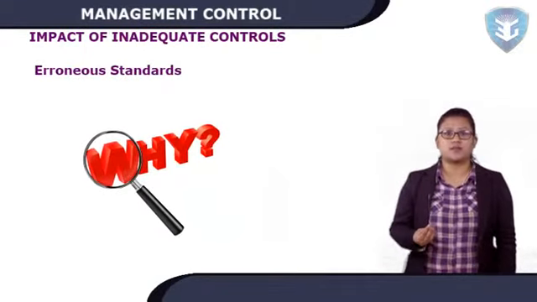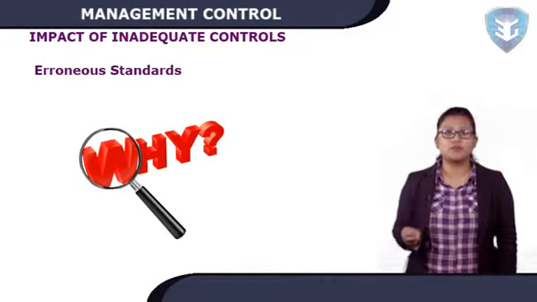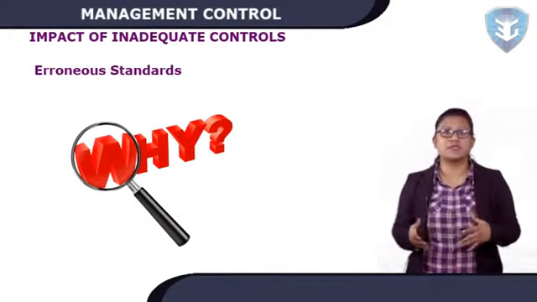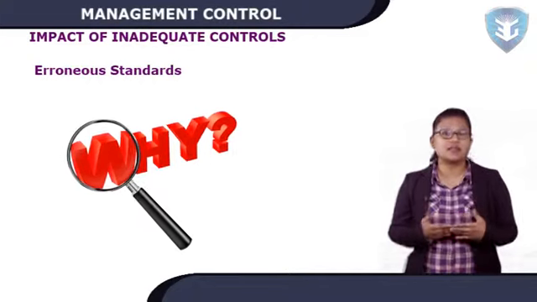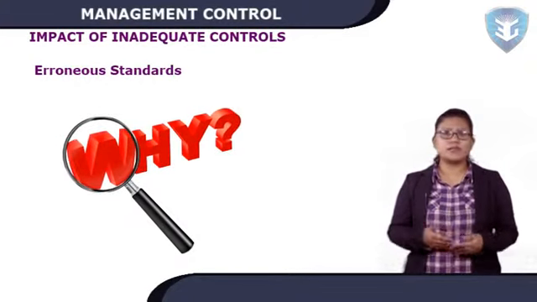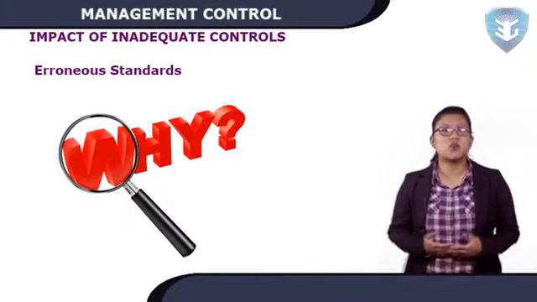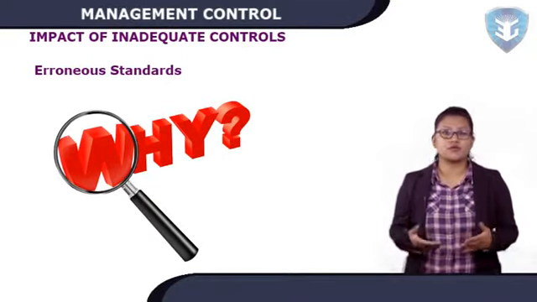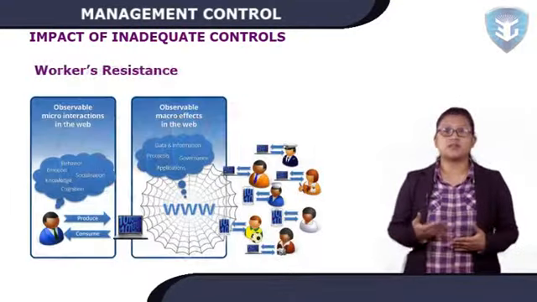Erroneous standards. Perhaps the most critical problem in a control system is that of some inadvertent mistake being committed in setting standards for comparison. Where mistakes in standards exist, it is obviously more difficult to discriminate between proper and improper output of the activity.